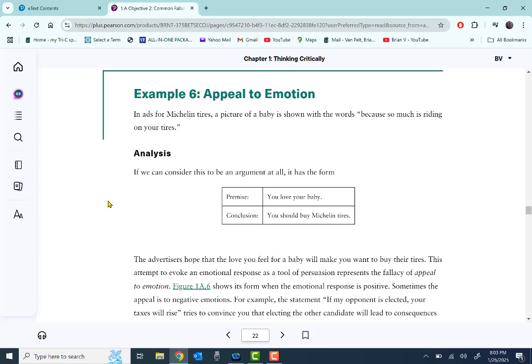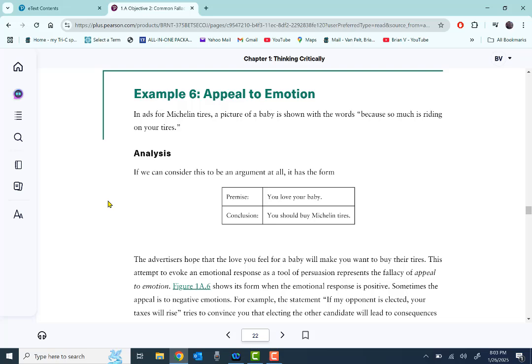They make it seem like they care so much about their customers and their families. What's not said directly is that they make the best quality tires, because they're so good you would trust your baby to ride in them. They must be good for anything. So what do we have? The premise: you love your baby. That's obvious. They use that quite often. And then the conclusion is you should buy Michelin tires.